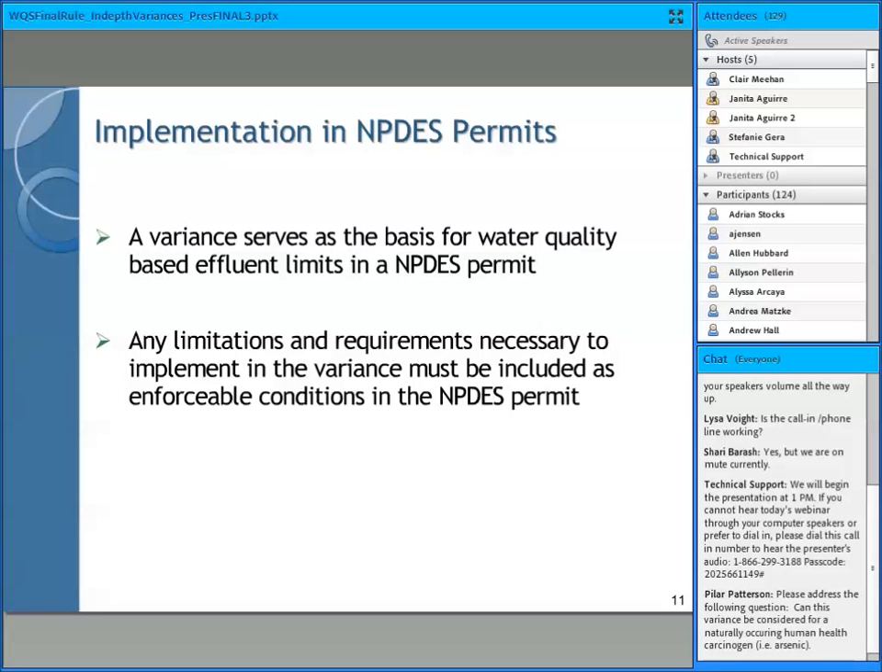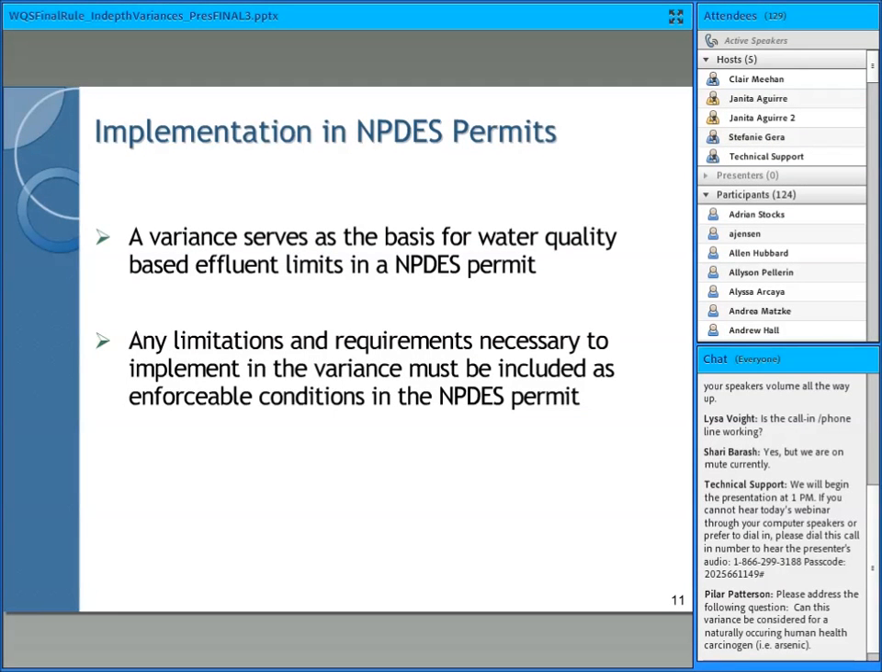The new variance regulation at 131.14 reinforces the permit regulation at 122.44(d)(1)(vii)(A) by specifying that any limitations and requirements of the water quality standards variance must be included as enforceable conditions of the NPDES permit. A variance may include additional requirements that do not factor into WQBEL, water quality-based effluent limit, calculations.